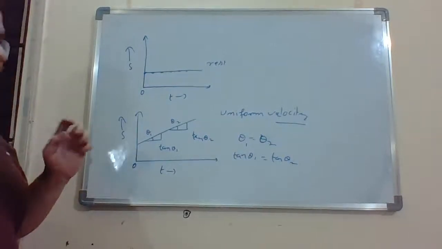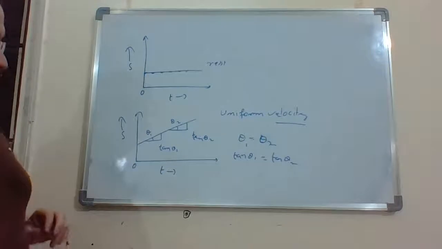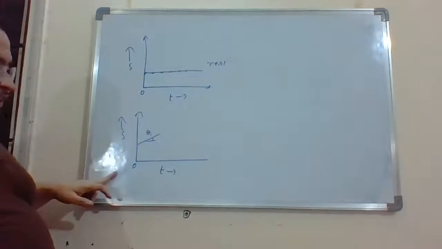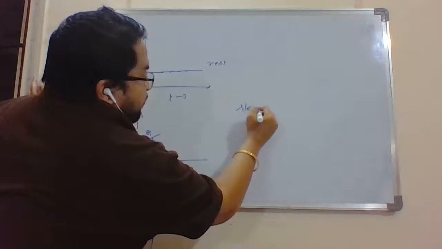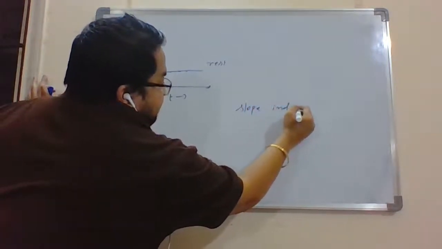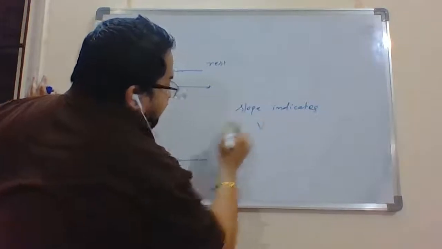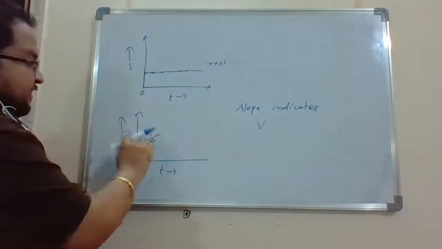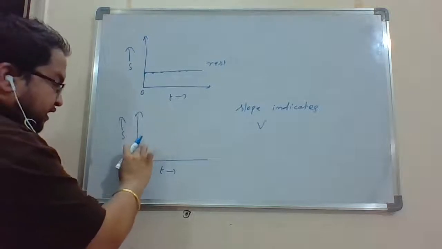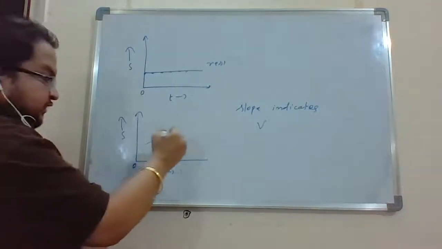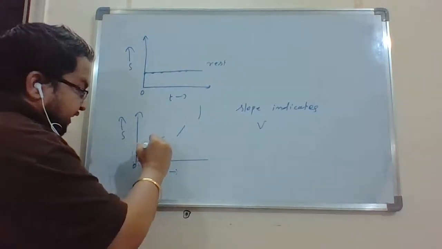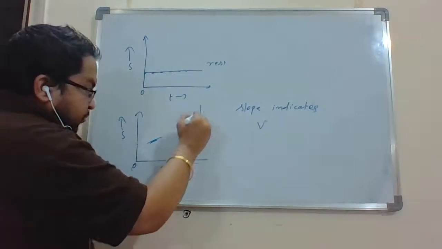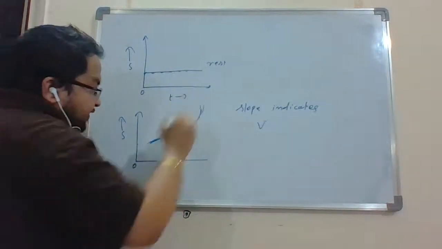Now, suppose something is accelerated, then what will happen? We know that in the graph, slope indicates velocity. So if it is accelerating, then obviously, if my slope was this, here the slope would be more, here the slope would be more. If the slope is like this, then this would be the shape of my graph. So the graph would be something like this.